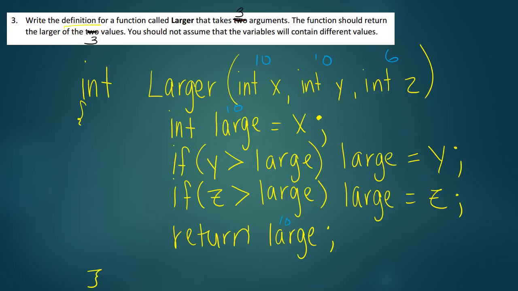You could pick different values like 4, 6, and 12. And then large would start out as 4. And then it would say, is 6 larger than 4? Yes, it is. So large would turn to 6. And then it would say, is 12 larger than 6? Yes, it is. So large would turn to 12. And then it would return a 12. So you could try a whole bunch of different values and see which one works the best.